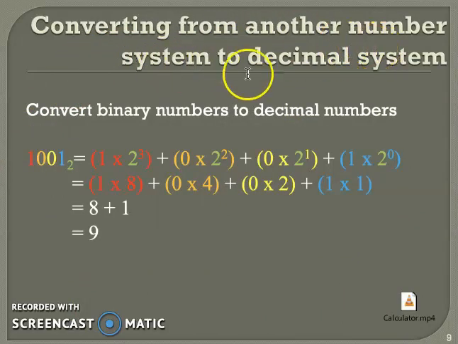Converting from another number system to the decimal number system. When converting from a binary number to a decimal number, we like to think of writing it in expanded notation. This is 1 times 2 to the power 0, 0 times 2 to the power 1, 0 times 2 squared, and 1 times 2 to the power 3. 2 to the power 3 is 8, 2 squared is 4, 2 to the power 1 is 2, 2 to the power 0 is 1.